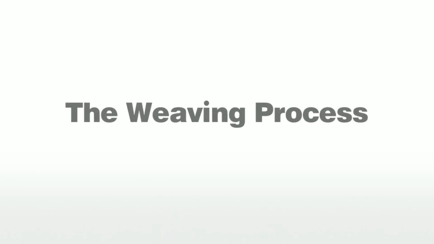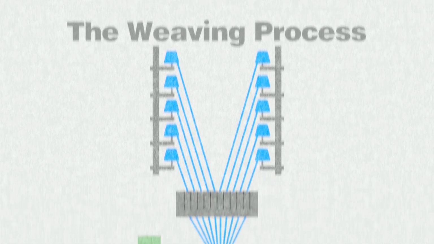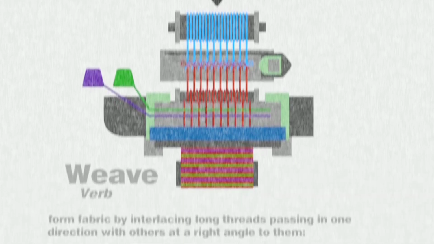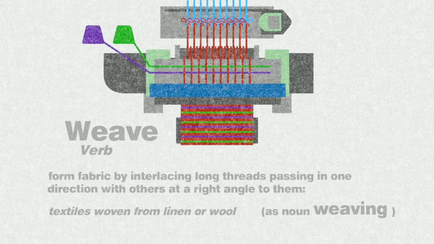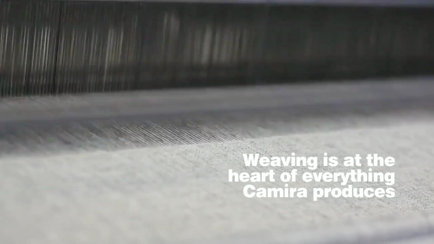In this video, we can know about the weaving process. Weaving is the forming of fabric by interlacing long threads passing in one direction with others at a right angle to them, textiles woven from linen or wool. Weaving is at the heart of everything Camira produces.